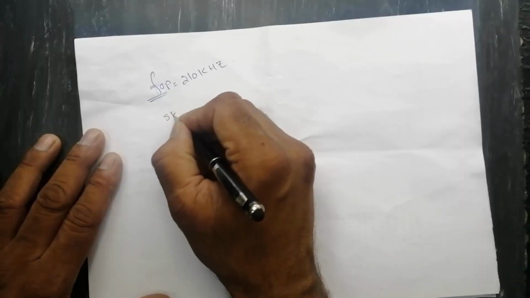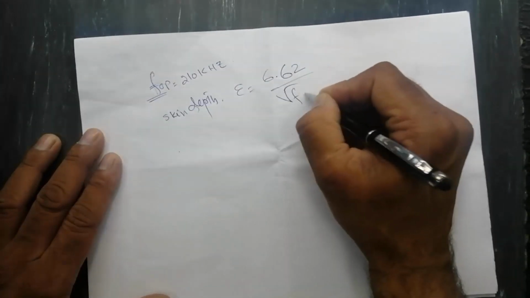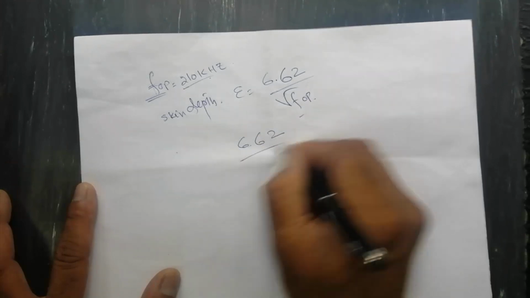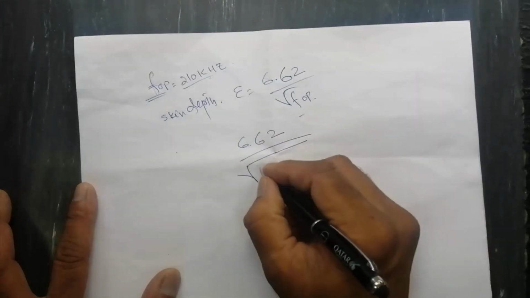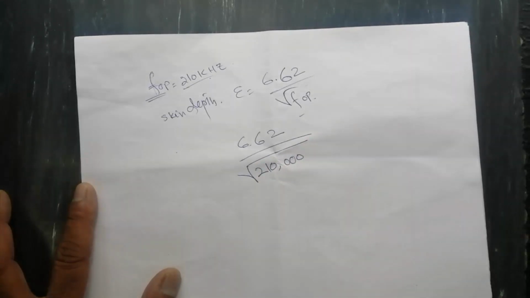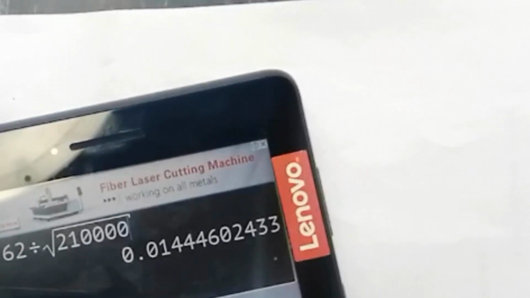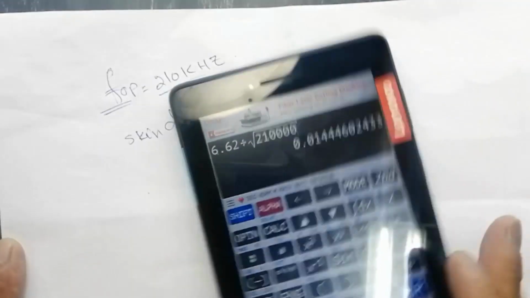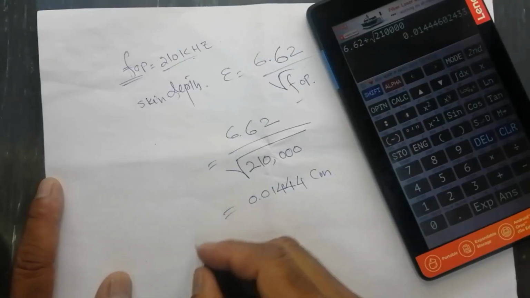Determine the skin depth: 6.62 divided by the square root of the frequency. Here we have to write 210 kHz, in hertz. So the answer is 0.01444. Now calculate the wire diameter.